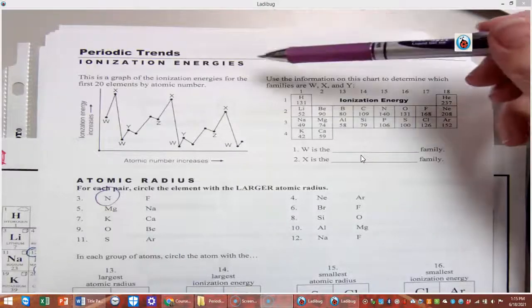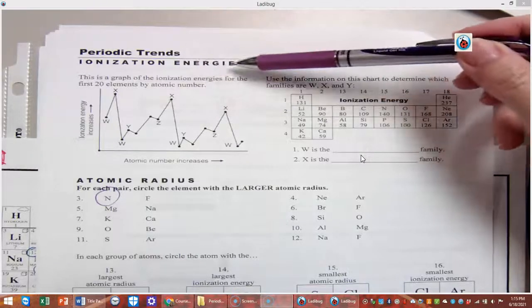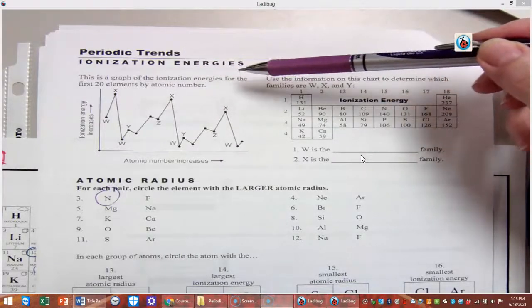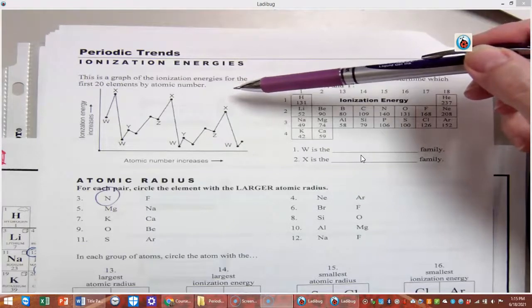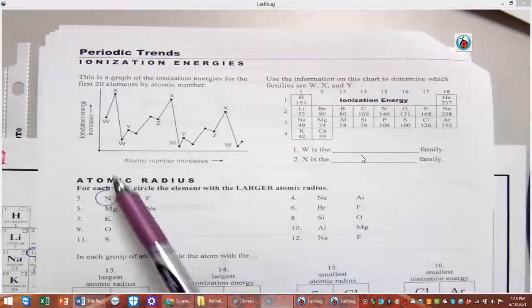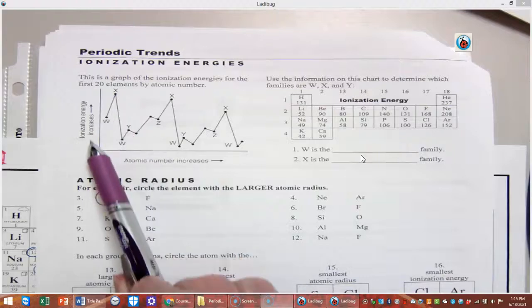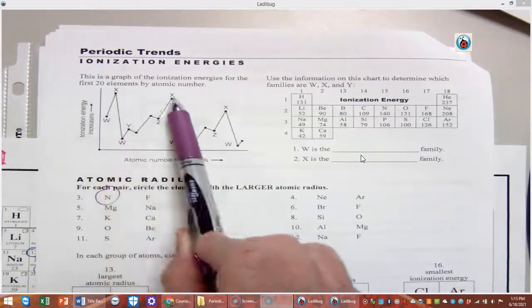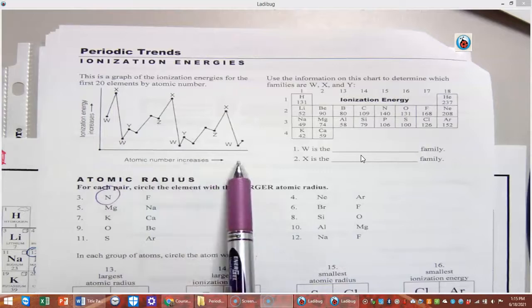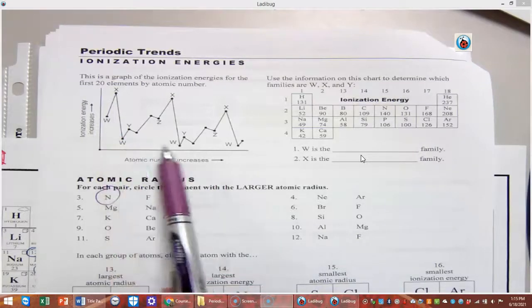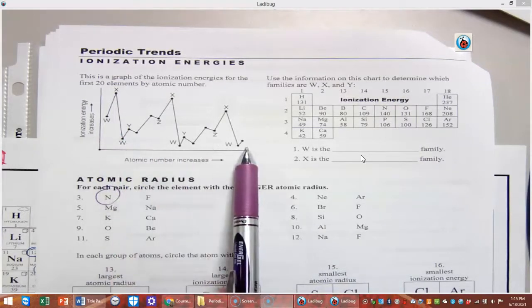Okay, periodic trends. Let's look at this. This is a graph of the ionization energies for the first 20 elements by atomic number. Okay, and we can see that ionization increases here. So these would be the high ionization energies. And atomic number is increasing here, and then we can see W's the lowest ionization energies.